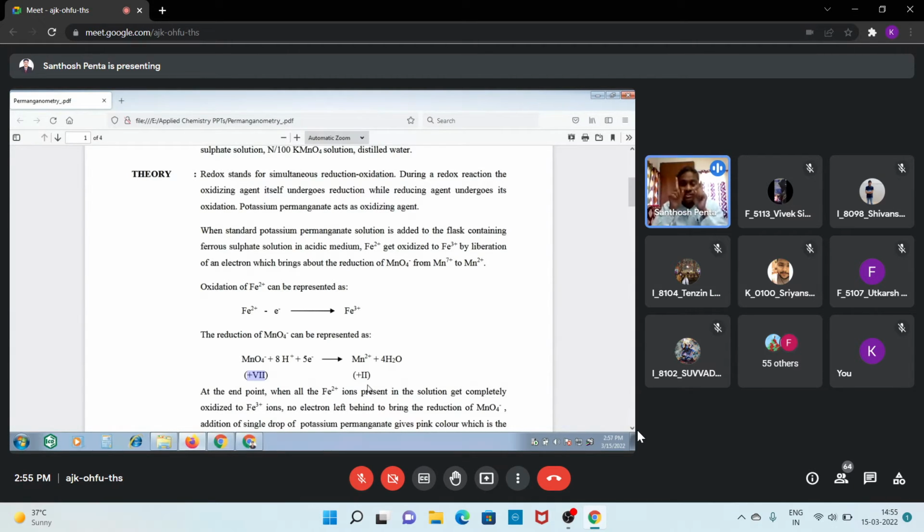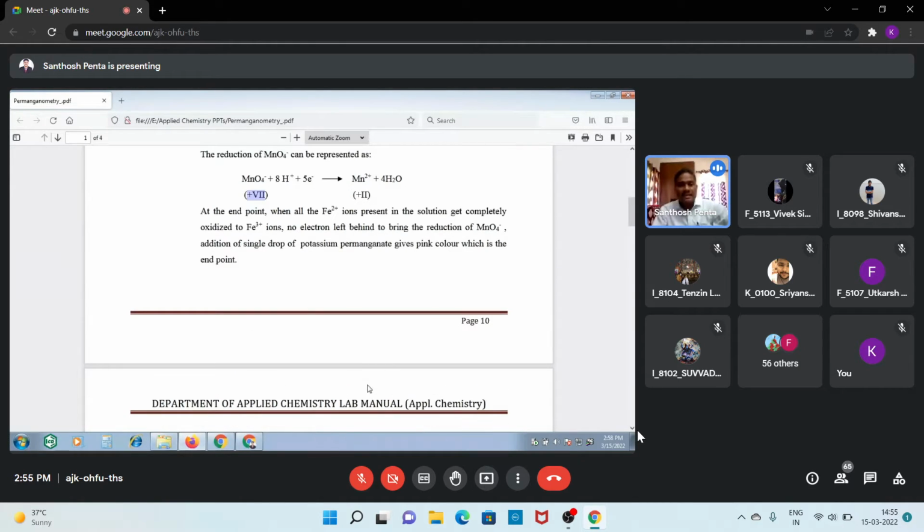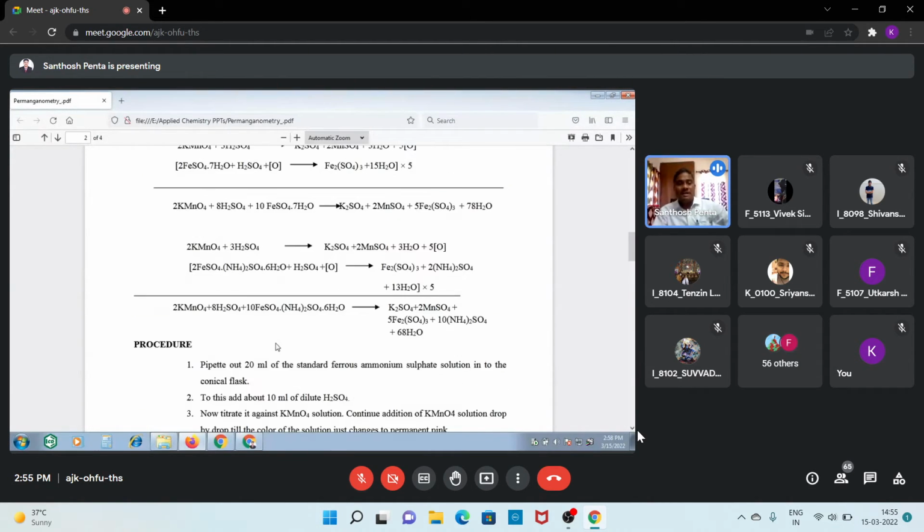When the solution turns dark pink, pinkish red color, then stop the titration and note down the reading. That indicates that all the ferrous ions have been oxidized. No more ferrous ions. As we continue the titration, when the ferrous ions are converted to ferric, the extra drop of potassium permanganate imparts the dark pinkish red color to the solution. That is the end point. So this is the chemistry of this permanganometric titration.